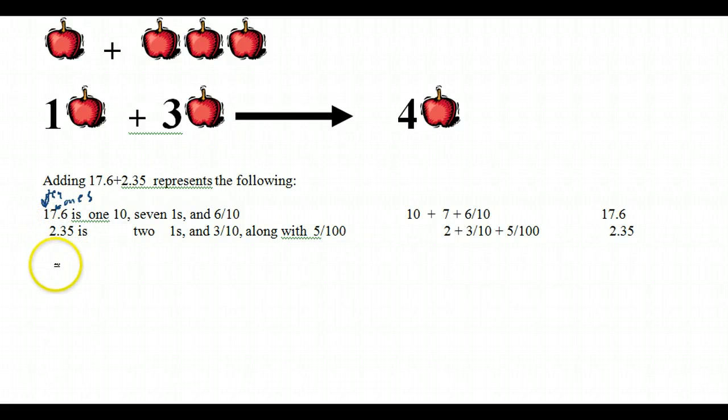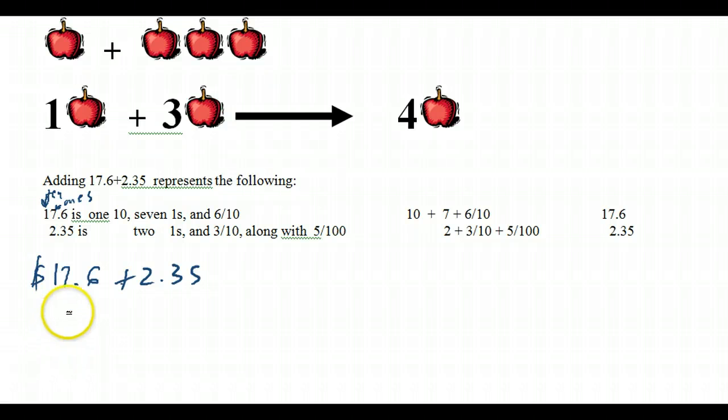I mean, if you just think about it like money, if we had $17.6 plus $2.35, you would force yourself to go 17.6, 2.35, because this is money. These are $10 bills, these are $1 bills, these are dimes, that's why it's tenths, and these are pennies, and you'd want to fill it in right there and make sure everything matches, because that's what our money looks like. So that's why we have to line up our decimals.